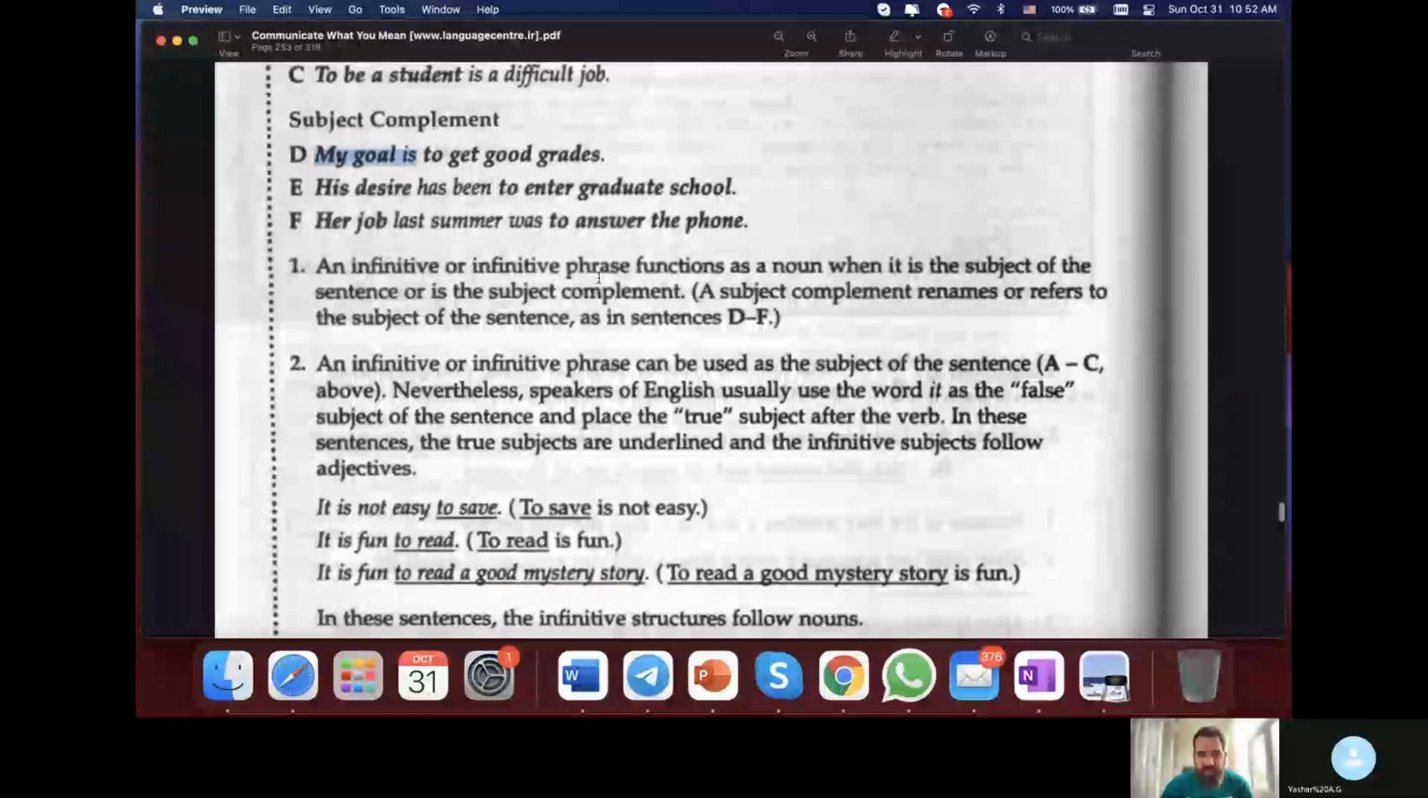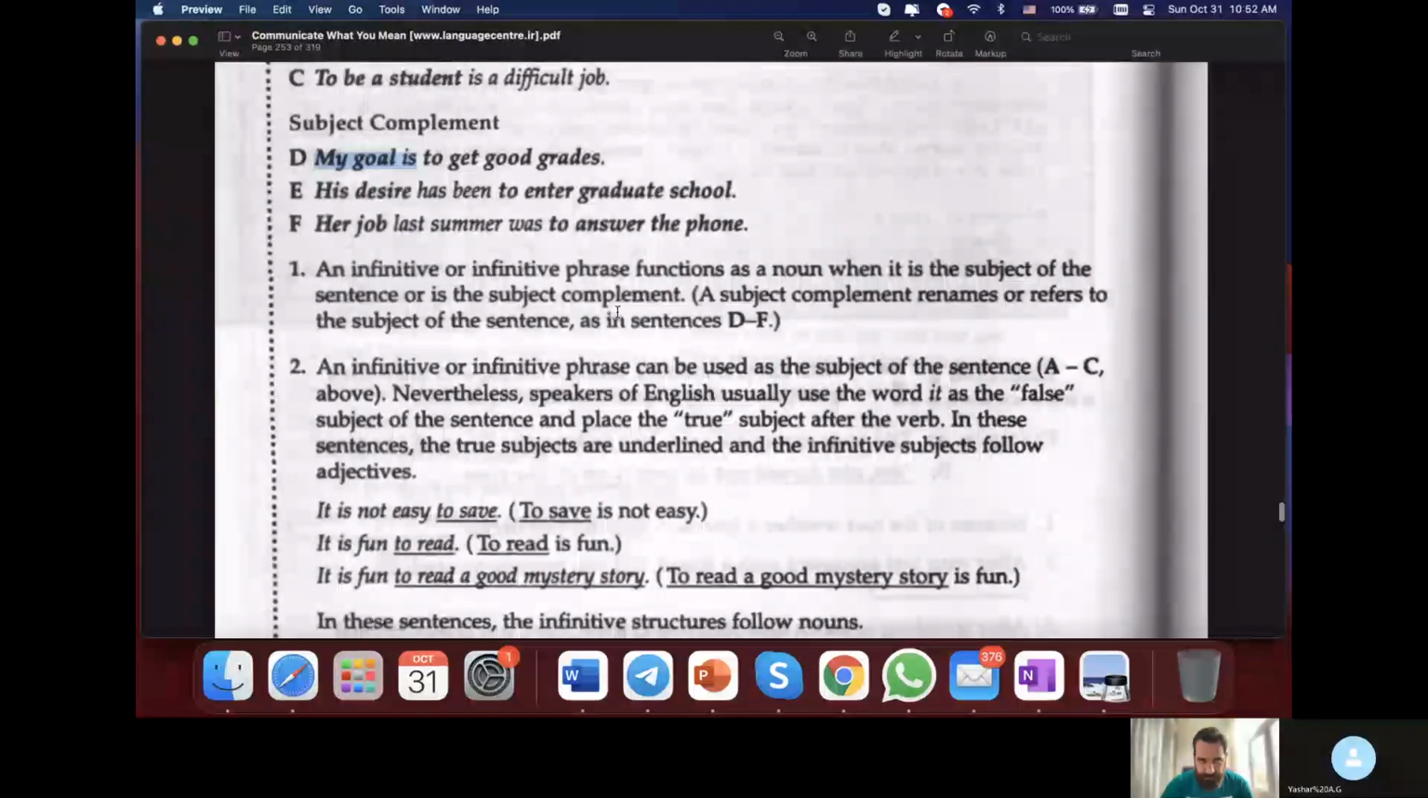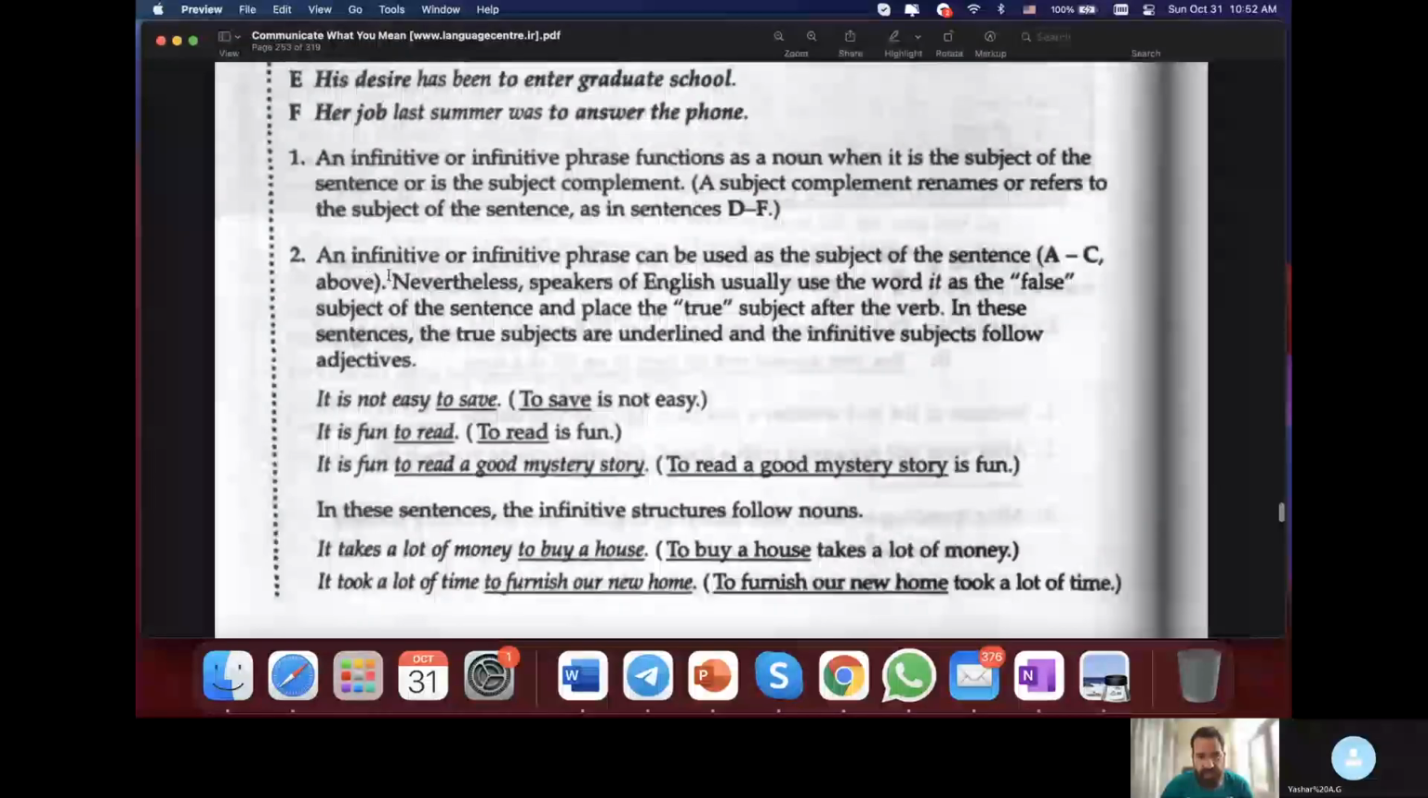An infinitive or infinitive phrase functions as a noun when it is the subject of the sentence. I told you here to study. Or is the subject complement. Subject complement means it completes the meaning of the subject. Her job last summer was to answer the phone. An infinitive or infinitive phrase can be used as the subject of the sentence, as we talked about.